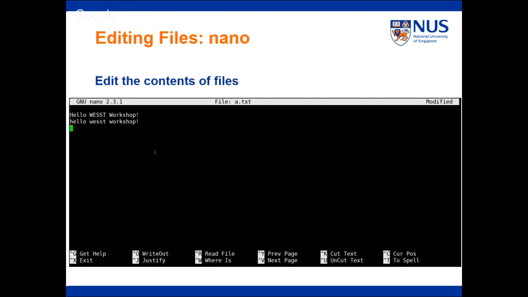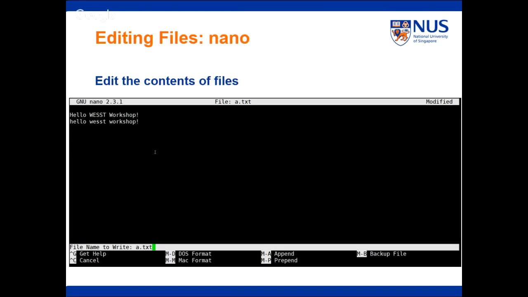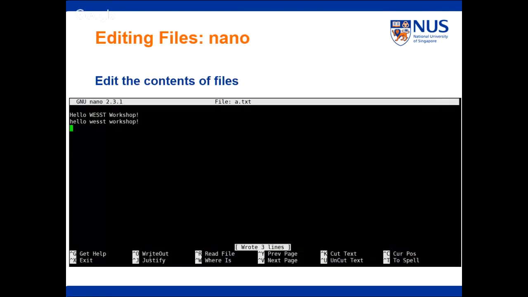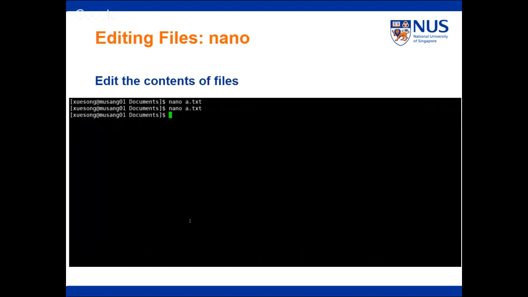I add this one line and save it as still the original name, a.txt. Okay, I have it already.